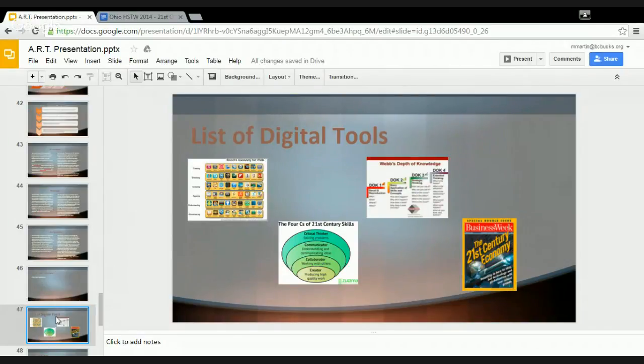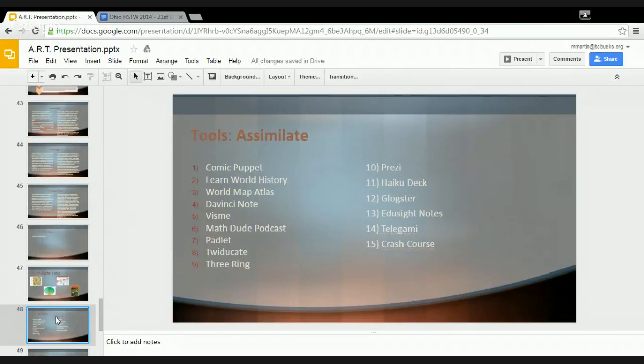Now, onto the list of digital tools. Over the years, I have scoured the internet for awesome tools that our students use and that teachers use.